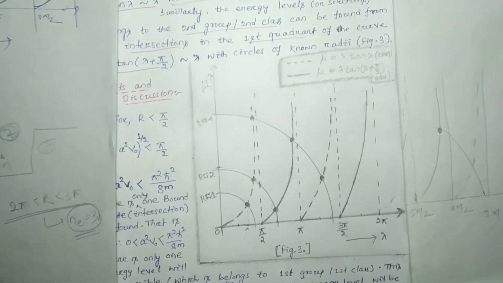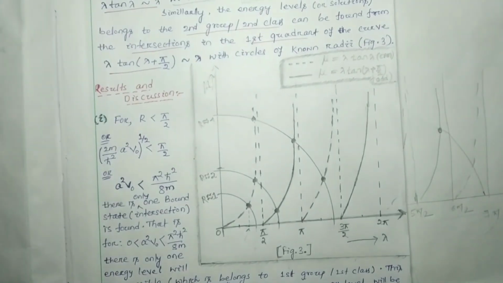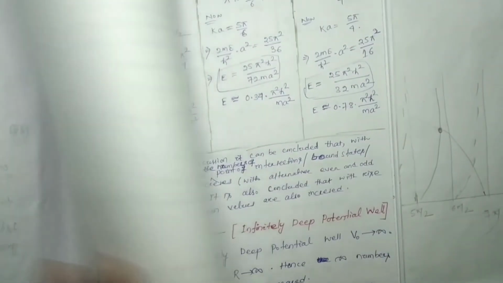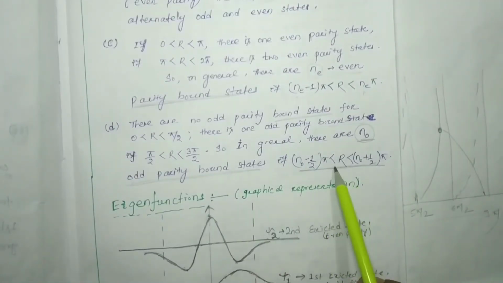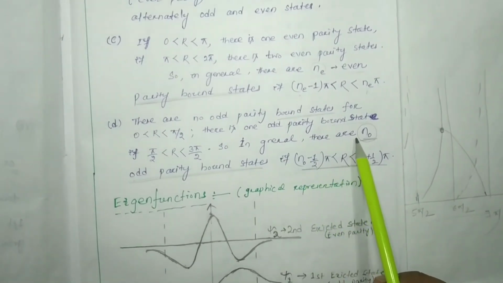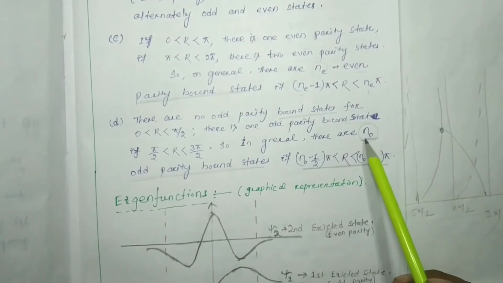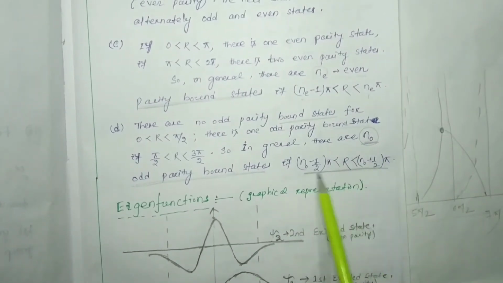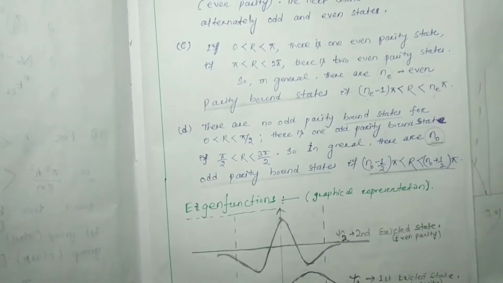Okay. Likewise, in this way we have written the general expression, the range of the radius, for finding the number of odd parity bound state solutions. Okay, this is the expression of the range of the radius.